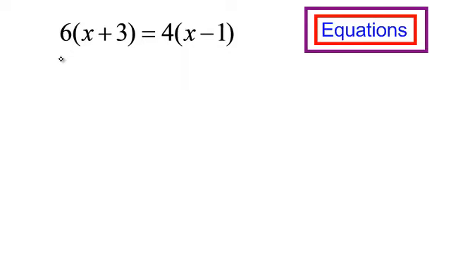Do you see this 6 that is right beside this parentheses? That means 6 times x plus 3. Not just 6 times x. It's 6 times the entire parentheses. Distributive property. So 6 times x will be 6x. 6 times 3 will be 18.